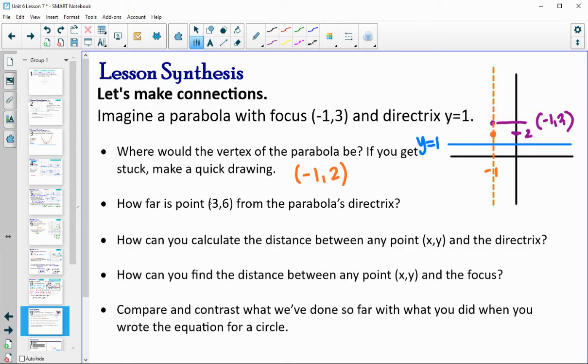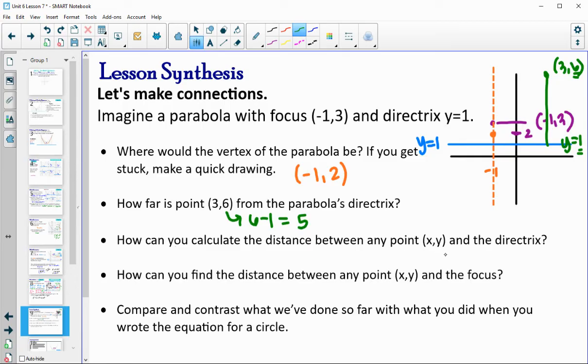How far is the point 3, 6 from the parabola's directrix? So if we go over here and plot the point 3, 6, how far is this from the directrix? Remember, this is a y value of 1. This is a y value of 6. So it's going to be 6 minus 1, where the directrix is, units away.